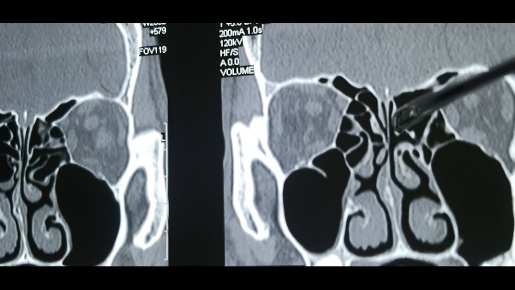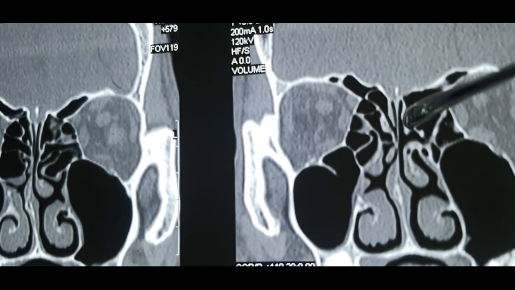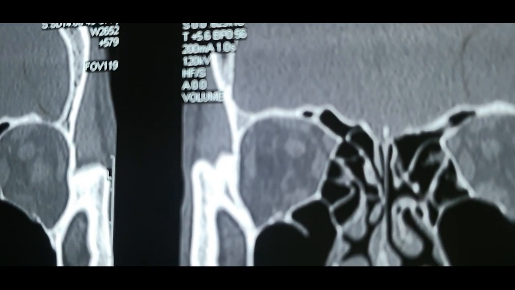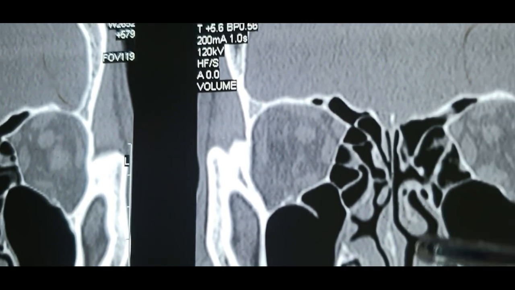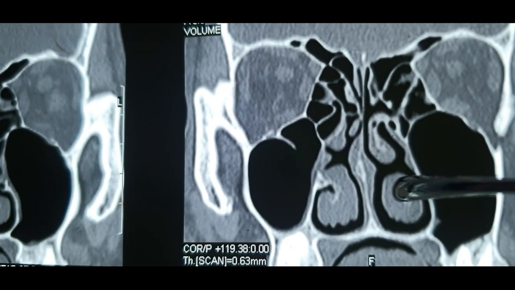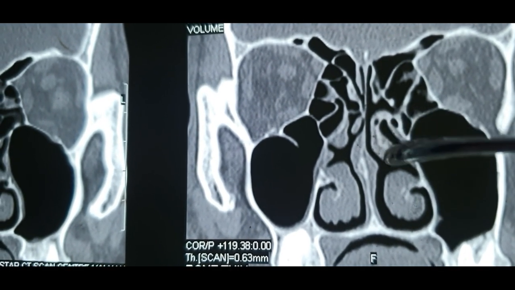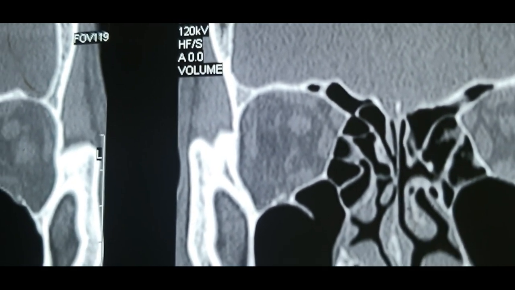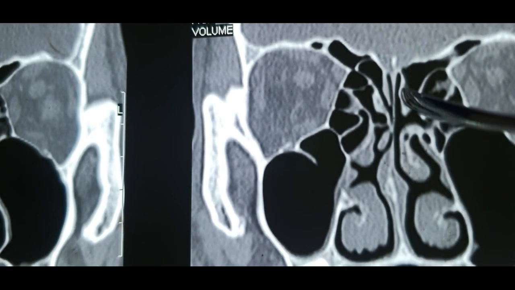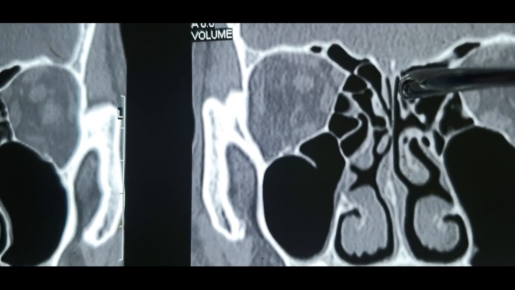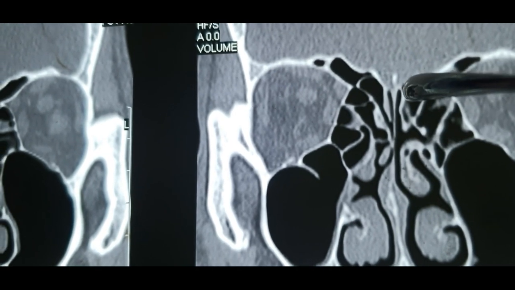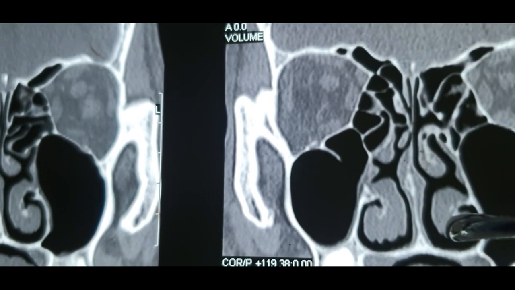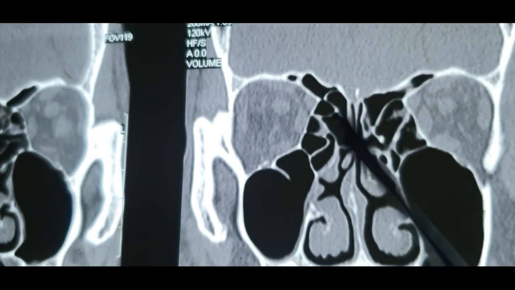You start seeing another structure called the superior turbinate. You see this area on both sides? I'll give you a close up. You see all the three turbinates in view: inferior turbinate, middle turbinate, and superior turbinate. That's the superior turbinate. So all the three turbinates are in view once you enter the posterior ethmoids. And this is the septum, and this is the superior turbinate, the middle turbinate, and the inferior turbinate. So officially we have entered into the posterior ethmoidal cavity.